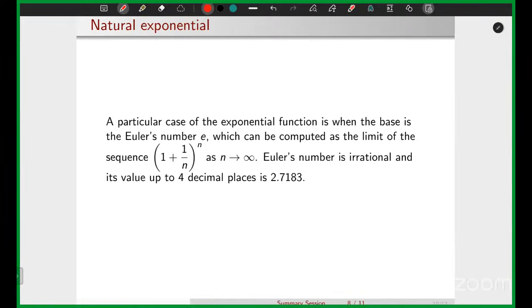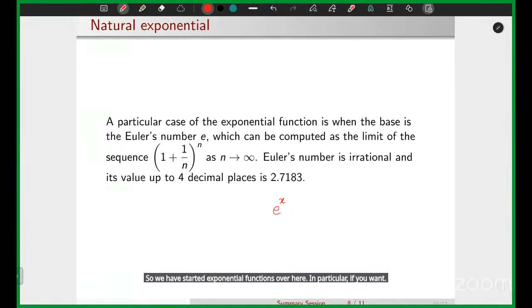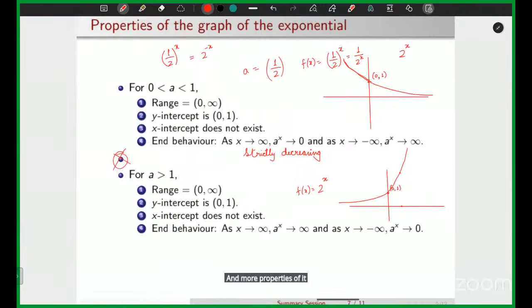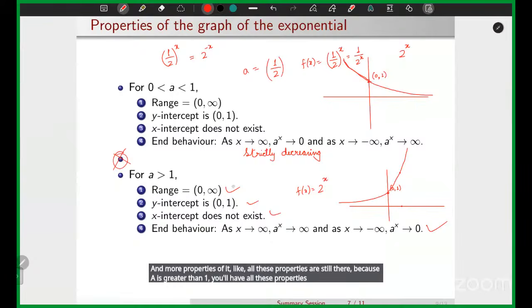All right, so e to the x is a very important guy. In particular, we have studied exponential functions over here. If you set a equal to e, this is what you call the natural exponential function. And all these properties are still there because a is greater than 1, so you'll have all these properties for free.